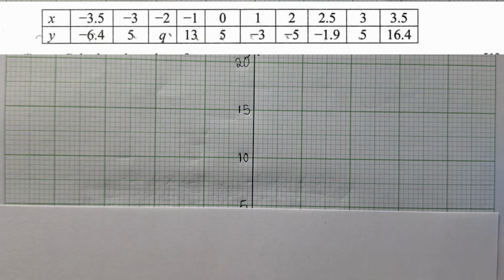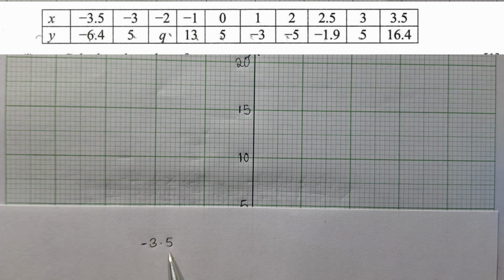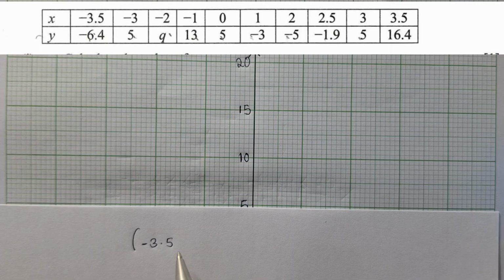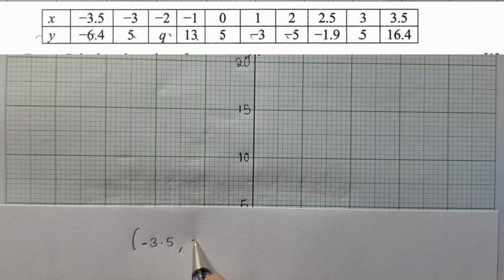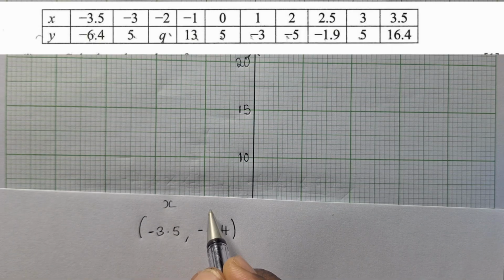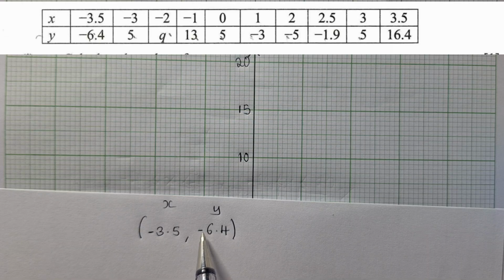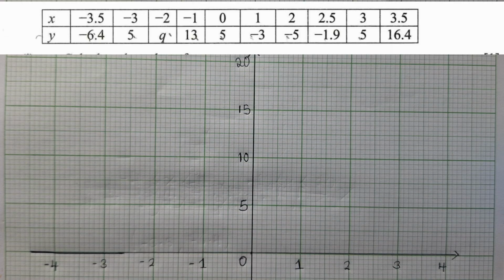So we've got the first point, negative 3.5. Can you see negative 3.5 under x-axis? So that is negative 3.5, comma, negative 6.4. Like that. Can you see this? So this is x-axis, this is y-axis. Negative 3.5, comma, negative 6.4.